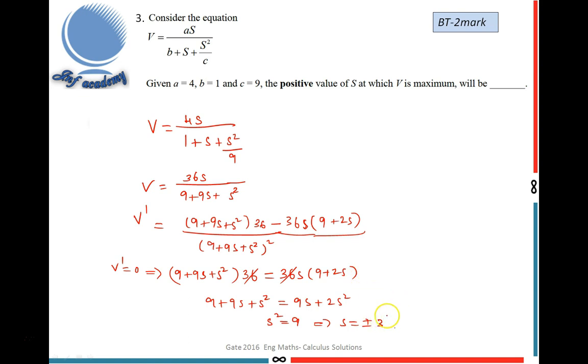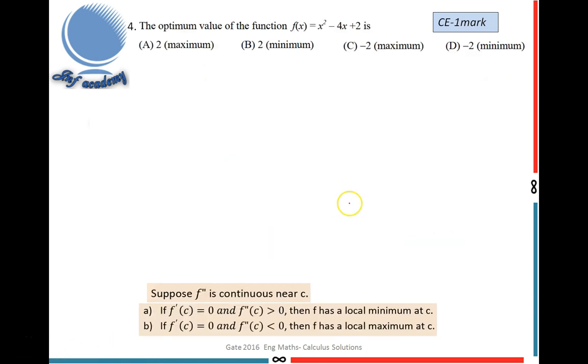At these two values only, V has a minimum or maximum value. Here the question is the positive value of S at which V is maximum. Here the only positive value of S is 3, so we do not need to check the maximum or minimum values. So the final answer is 3. Answer is 3.